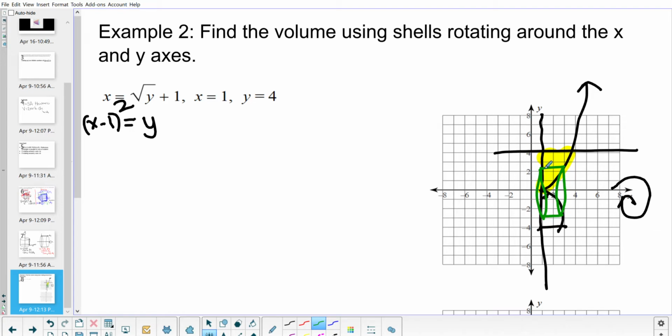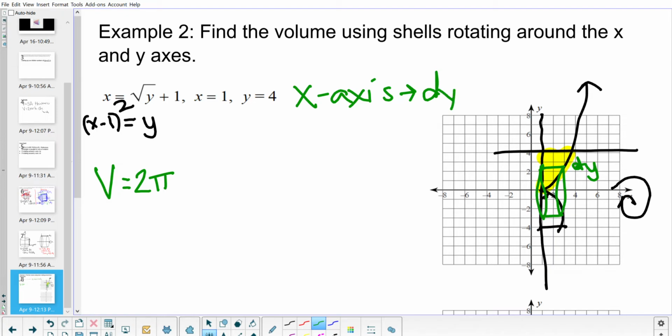Since this is parallel to the x-axis, that means this change is going to be a dy. So rotating it around the x means for a shell, I use dy. Volume is going to equal 2 pi. For the x-axis, for shells, that always means you're going to do the opposite variable, so dy. So volume equals 2 pi. For y, we are going from the y value that is at 0 to the y value 4.